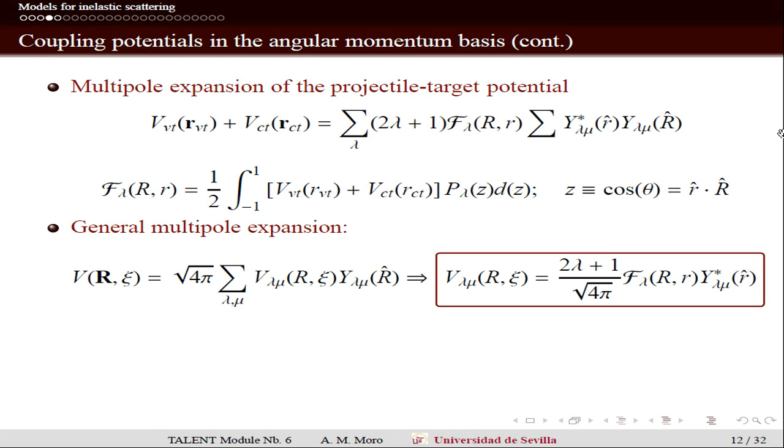Now we have to compare with our general expansion. This was our general expansion. So we just identify this V lambda mu. So according to this expression, the V lambda mu are just these factors here. So the dependence of these general coordinates is now contained here and here. So this small r is our internal coordinate in this particular model.